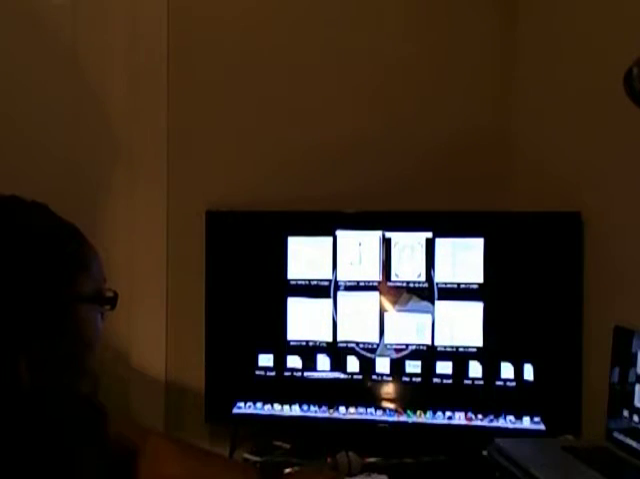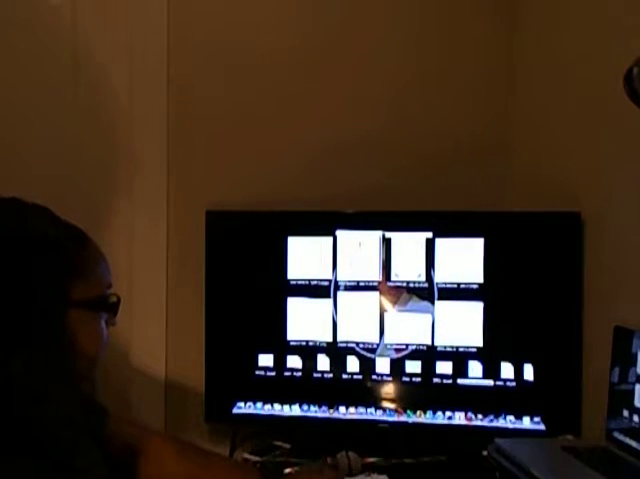Okay? Then we have figure 31. Verified flow chart. Verified flow chart. Figure 22.